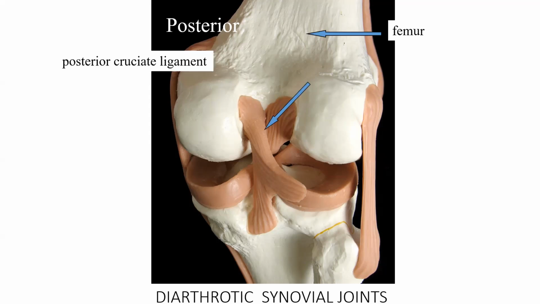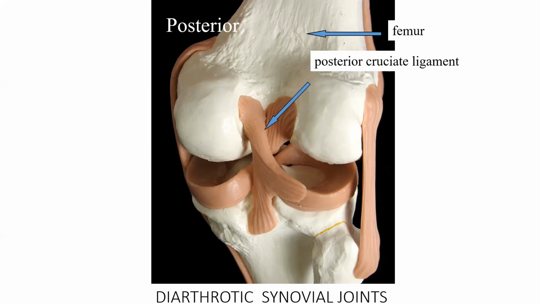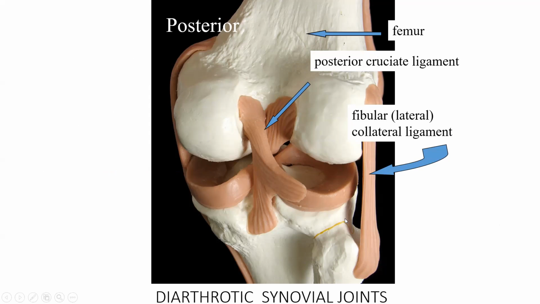Femur, posterior cruciate ligament, and where it starts, starts in the back and goes to the front. There's the lateral collateral ligament, or the fibular collateral ligament, that attaches the fibula to the femur. There's one over here too that is the medial collateral ligament, or the tibial collateral ligament. That's this one here, which attaches the tibia to the femur.